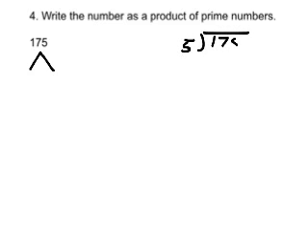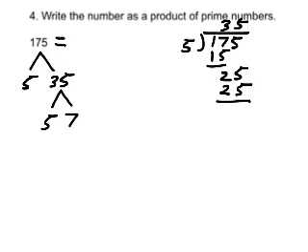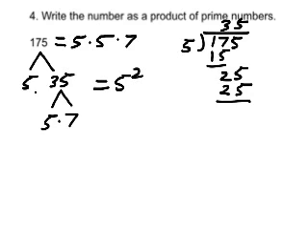5 into 175 goes 35. So, 5 times 35. Now I'm done with the 5 because that's a prime number. 35, though, that's made up of 5 and 7. Alright, there I have all the prime numbers. So I'll write this, 175 equals 5 times 5 times 7. Later on when we do exponents, we'll see that we'll write it in this way. Exponents are kind of a shortcut. So 5 to the second power times 7, which is 5 times 5 times 7. There you have it.